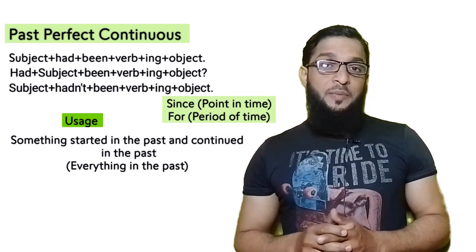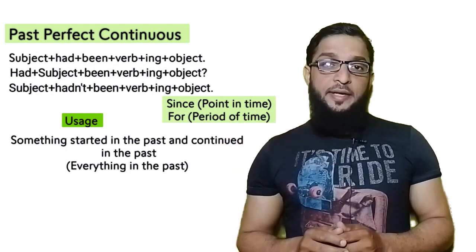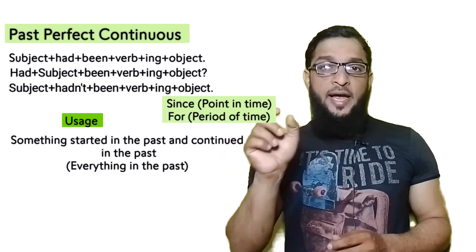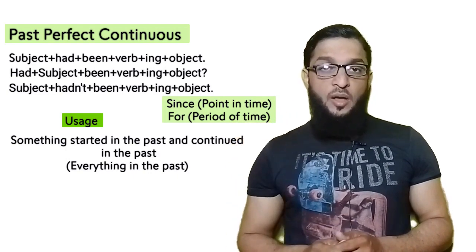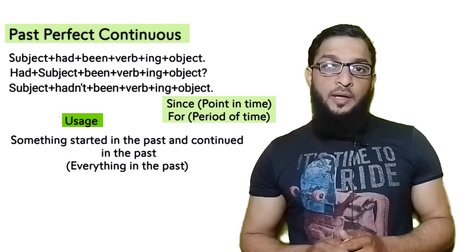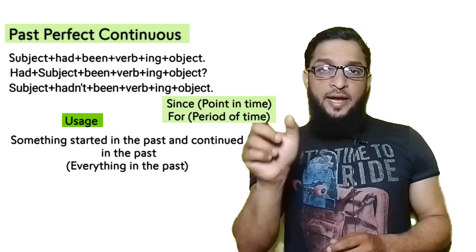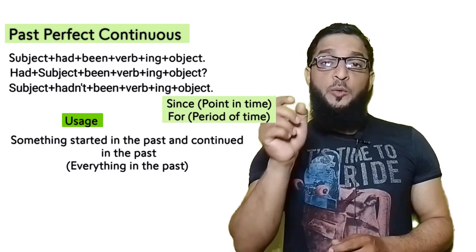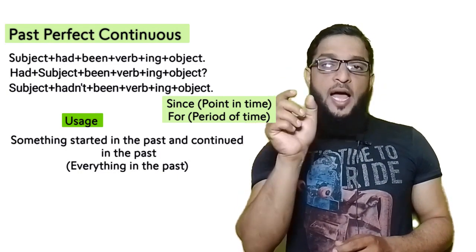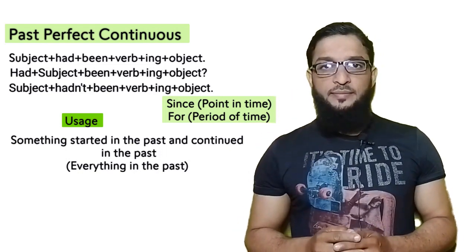So let's talk about past perfect continuous. Its structure is subject, had, been, verb plus ing, and then object. For interrogative, you always need to place the helping verb, which is had, before the subject. For negative, you need to add not with the helping verb, which is had.